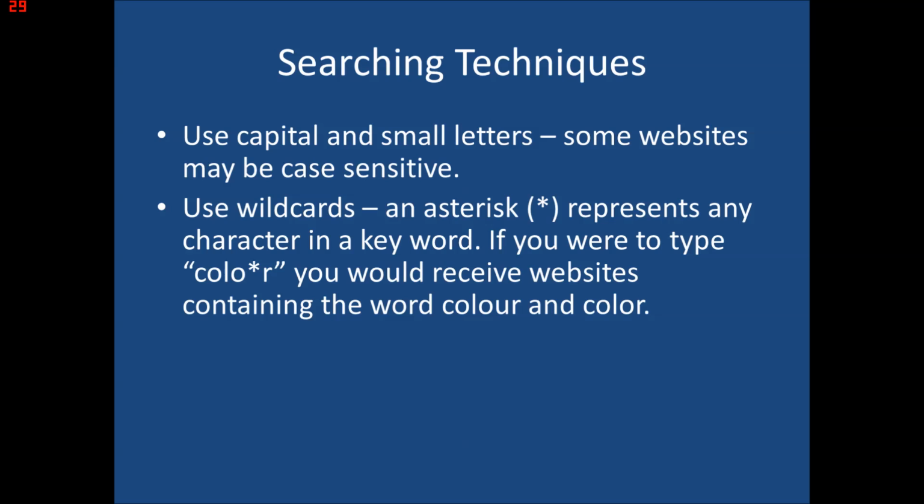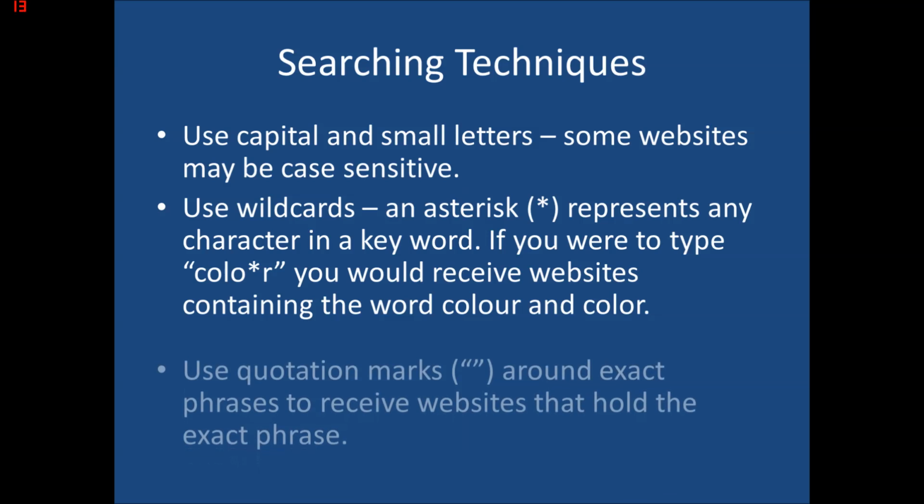Use wildcards. I'd never heard of this, but an asterisk represents any character in a keyword. Have you seen this example? If you were to type colo asterisk r, you would receive websites containing the word colour and color, that's the UK version and the US version of the word. I think that's pretty cool. I've never used it before, and I probably won't ever use it, but you need to know this. If they ask you for a searching technique, you can write that down.